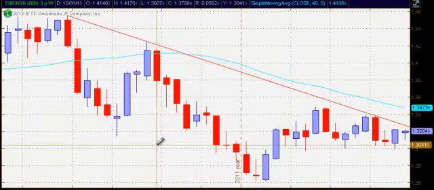So make sure you watch the dollar index, and that's the way you can use the dollar index in your trades. If there is a breakout to the upside, you should be focusing on buying the dollar against other currencies, and if the dollar index breaks to the downside, you should be focusing on selling the dollar against other currencies.